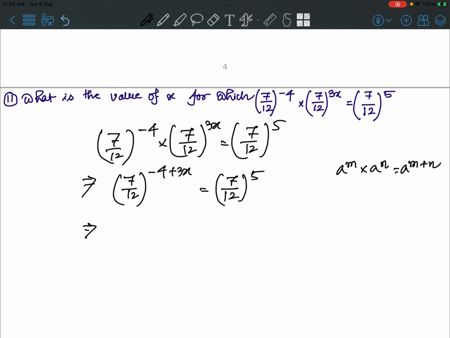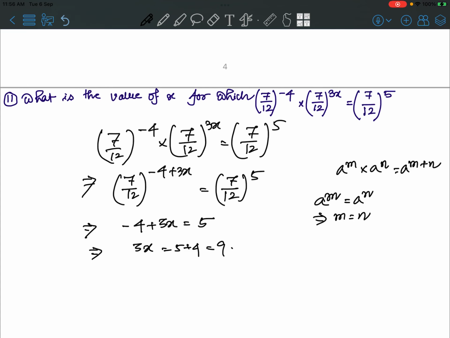As we are saying the base is equal, then we can apply the same formula we have already applied, a to the power m equals a to the power n. Then what are we going to get? m equals n. In this case minus 4 plus 3x equals 5. That means 3x equals 5 plus 4 equals 9. So 3x equals 9, that means x equals 9 divided by 3, that means 3. This is the final answer.